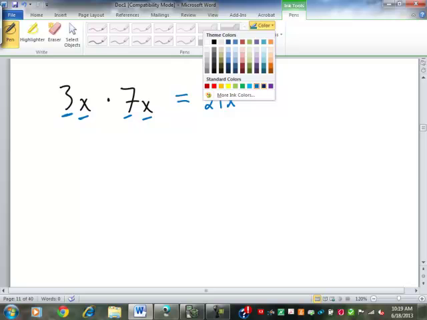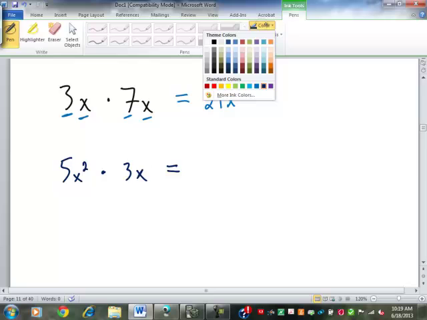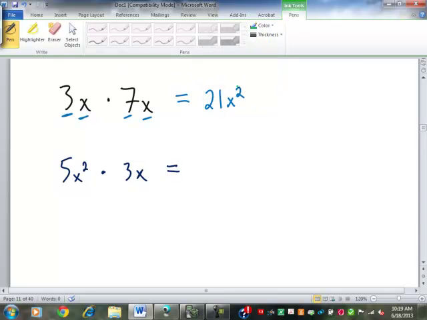So where we couldn't add something like 5x squared and 3x, because they're different names, x squared and x are different, we can multiply them. Because when we multiply, we do not need the same name. We're going to combine the counts. 5 times 3 is 15. And also combine the names. X squared times x is x to the third.